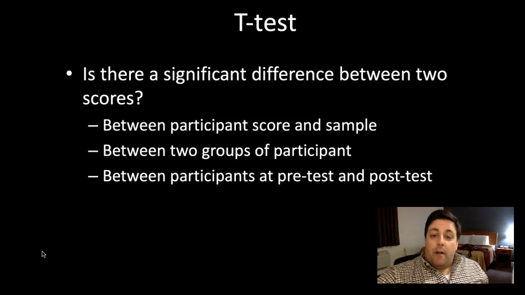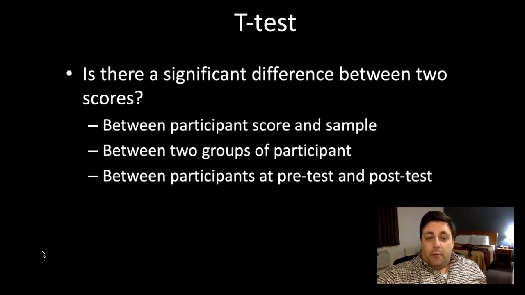Maybe we want to compare scores between two groups of participants. So maybe we want to see if people in treatment group A have a significantly different score on a depression inventory than people in treatment group B. That would be the second bullet point there.